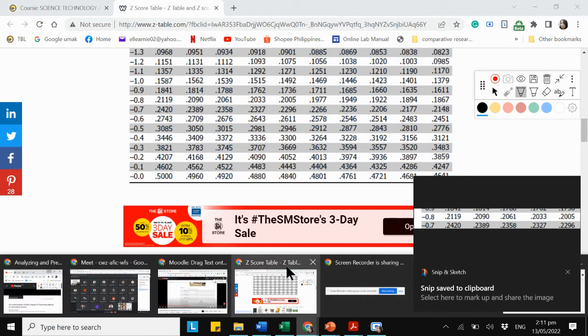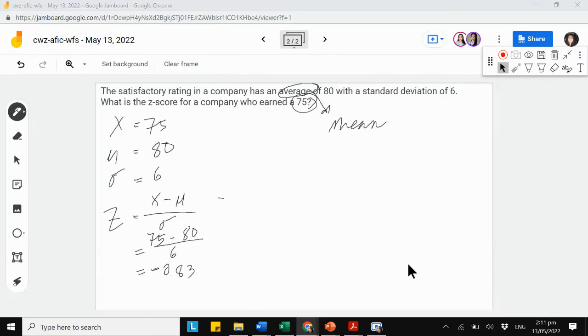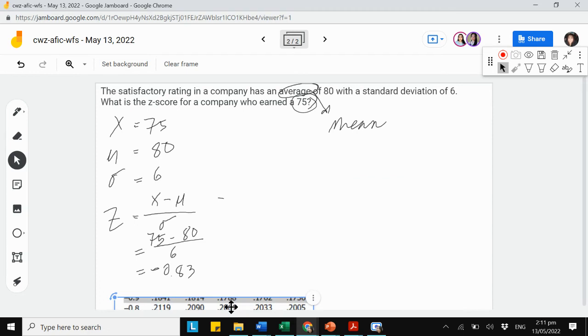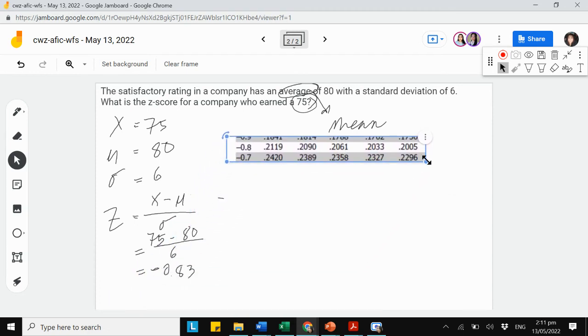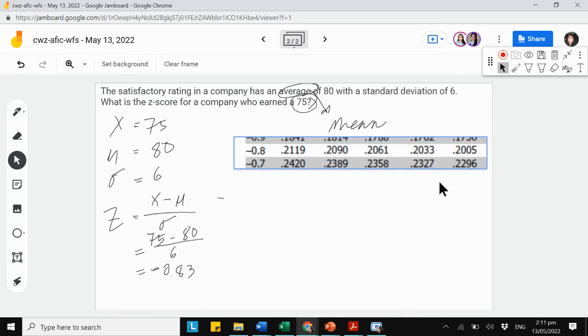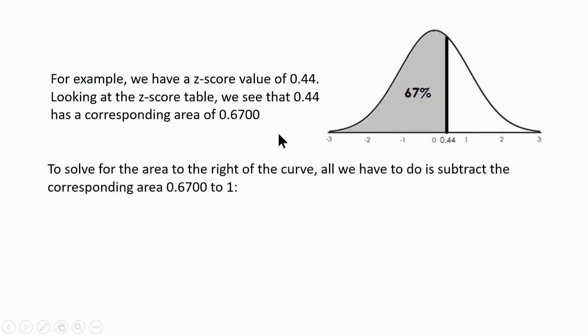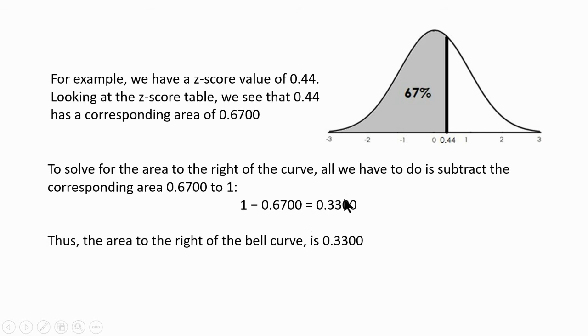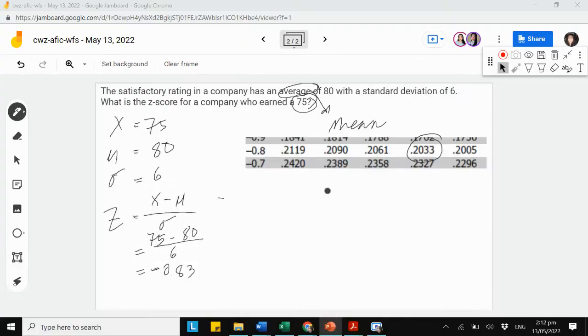Okay, let's go to the Jamboard. This is 0, 1, 2, 3. So this is now equal to 0.2033. That's why if you notice, guys, in our PowerPoint we computed that. It is 0.33, but since it is positive, 0.67 became its basis, and we subtracted it from 1.